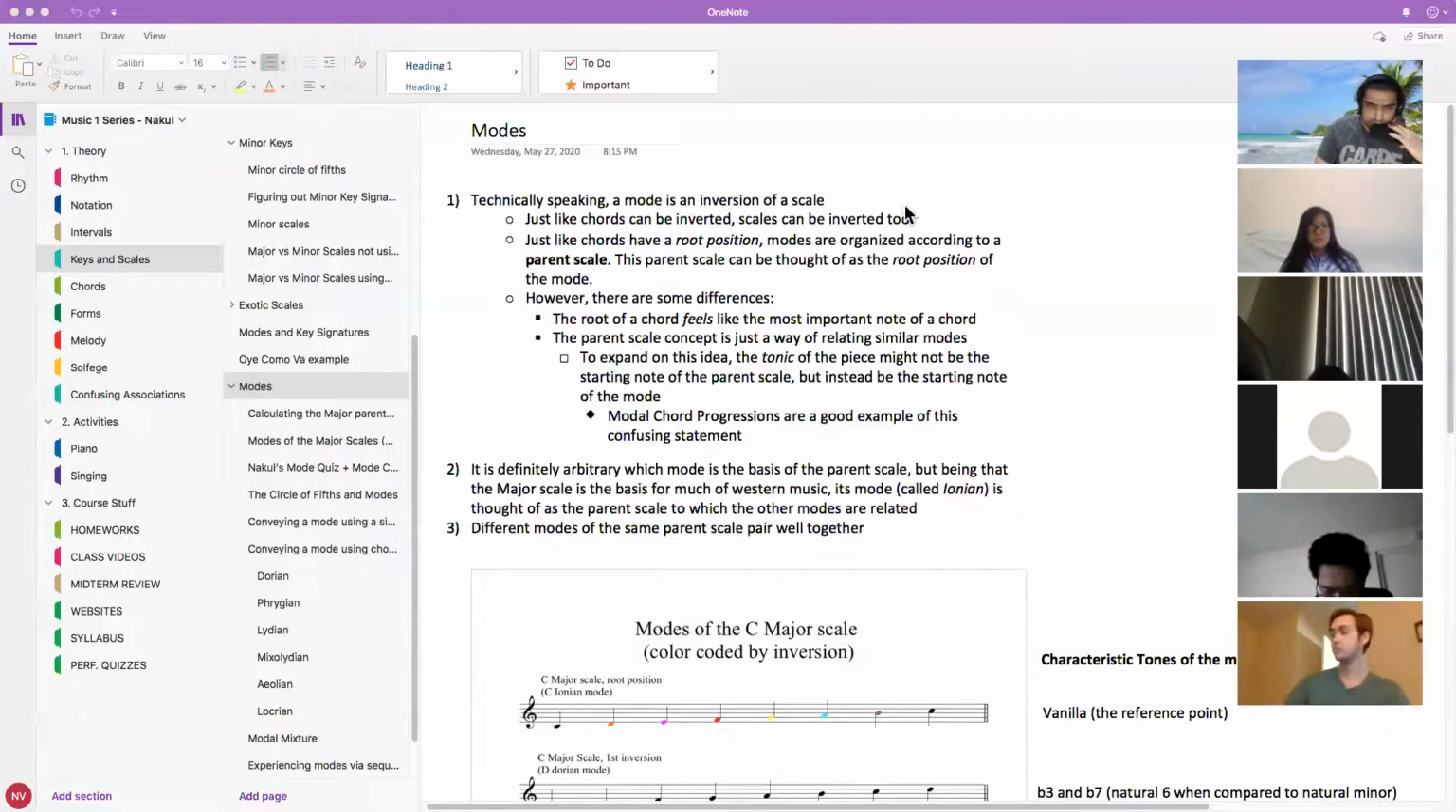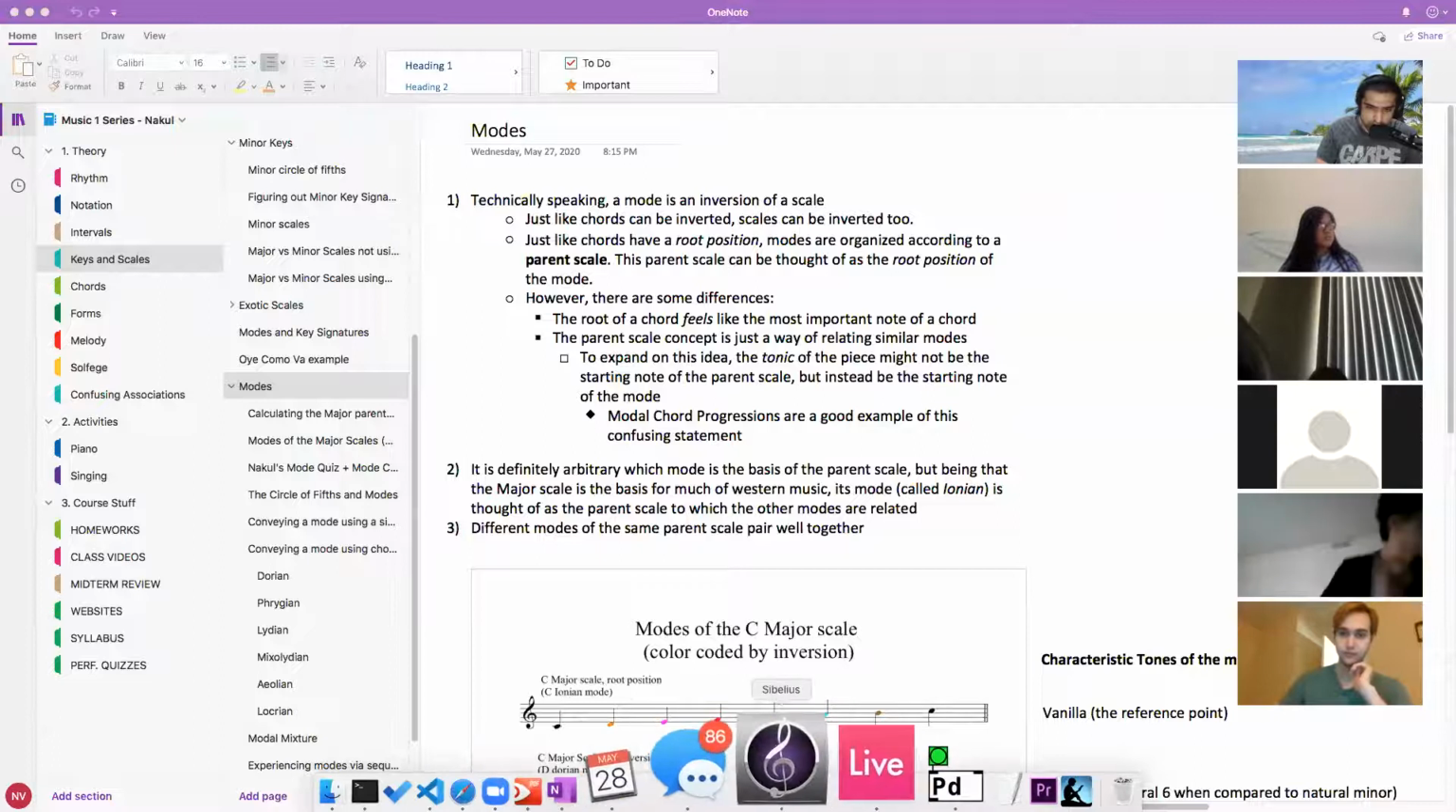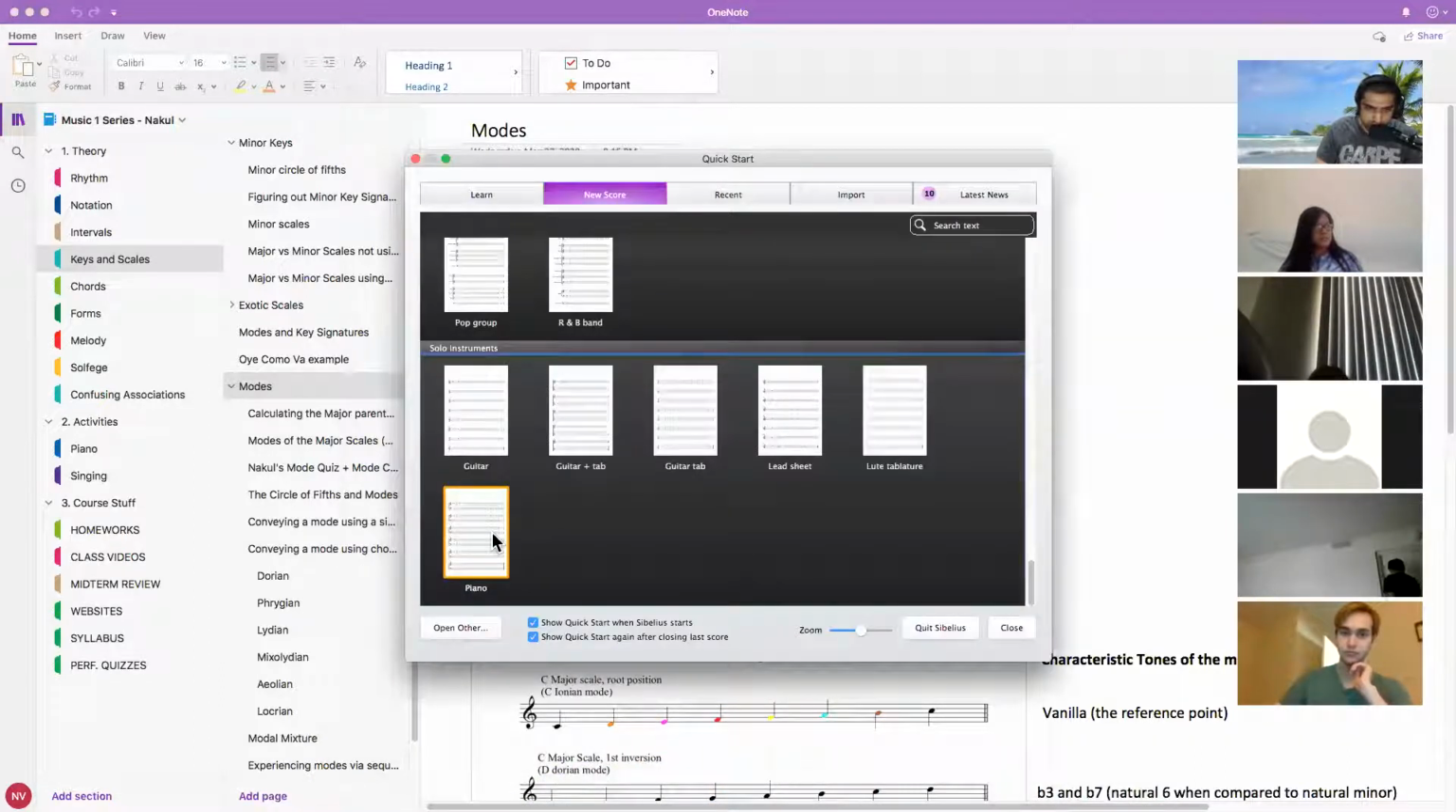All right. Okay, so modes. Technically speaking, a mode is just an inversion of a scale. And you know about chords, they can be inverted, but scales can be inverted too. So I can kind of show you what that looks like.